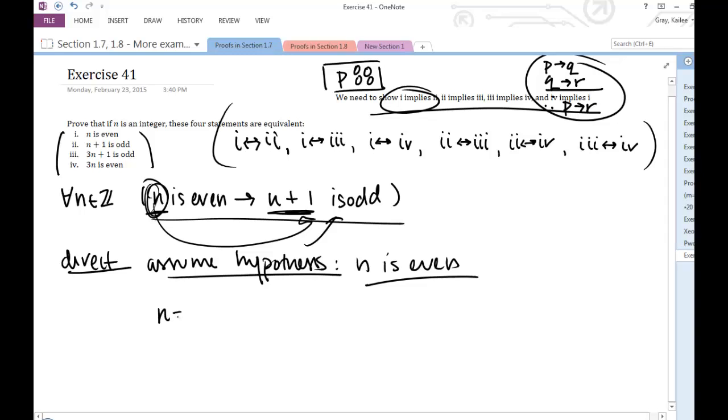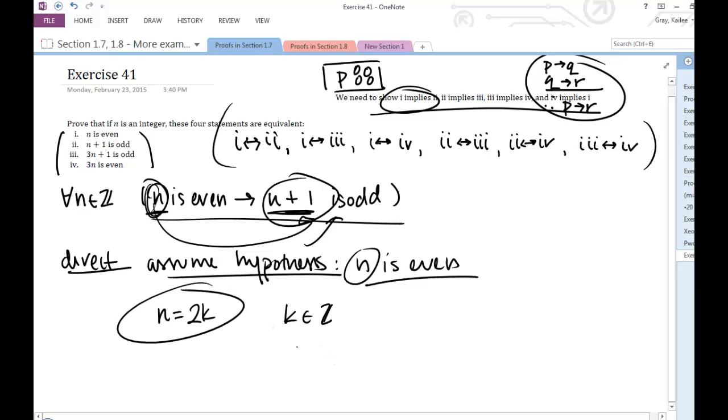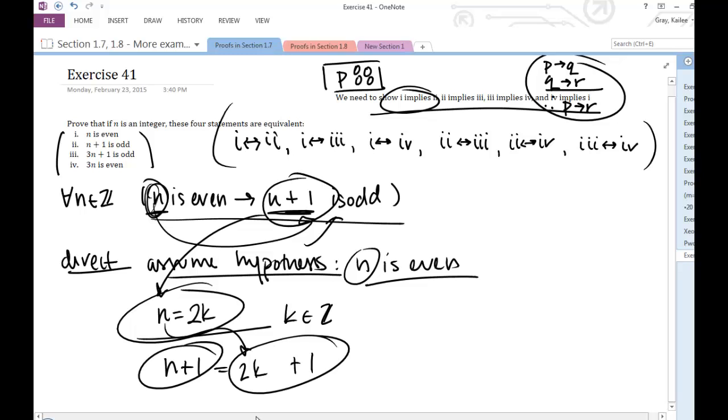So if n is even, I know n equals 2 times some integer k, where k is an integer. Okay, so now I have that. Now I'm trying to conclude something about n plus 1. So with this new representation of n, let's see what n plus 1 looks like. Well, if n is 2k, 2 times some integer, then n plus 1 equals 2k plus 1. Okay, so then this satisfies the definition of odd integer. This is 2 times some integer plus 1, so we know that n plus 1 is odd. Okay. So that's not too crazy.